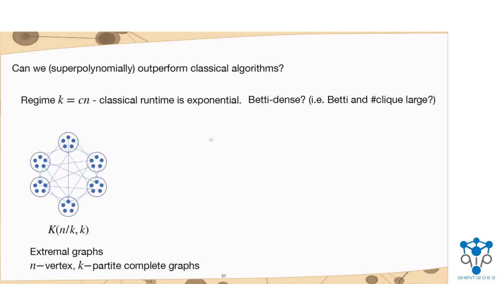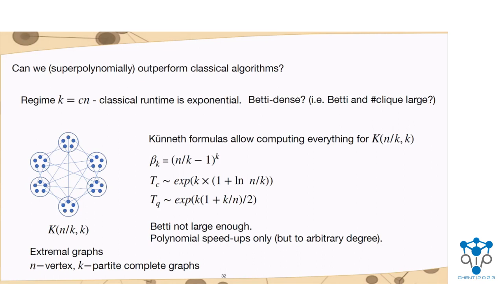So we found a family of graphs which are sort of extremal in the size of the Betti number. These are these n-vertex k-partite complete graphs, which are wonderful because using something called Künneth formulas, you can actually compute analytically easily the Betti numbers, get the exact costing for the classical and quantum algorithm, and find out it doesn't work. The speedups are not going to be super polynomial. The best you can do is sort of a polynomial speedup, but luckily to arbitrary degree.